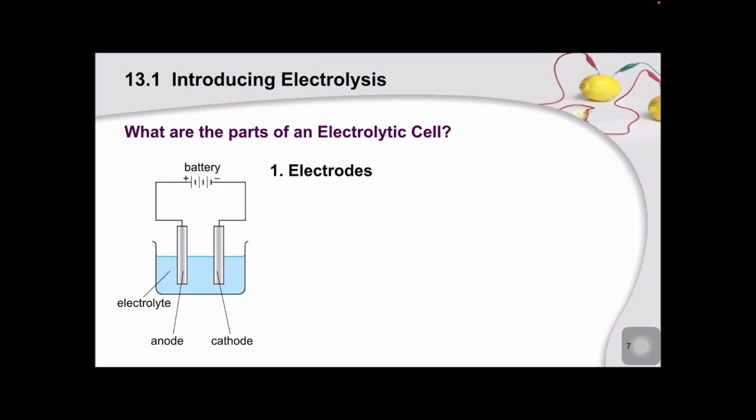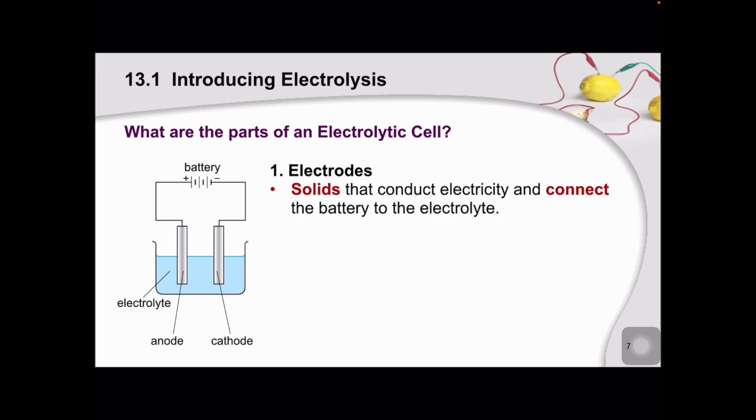So first and foremost, let me go in depth into what the different parts are. First, electrodes. Electrodes are basically the solids that conduct electricity, and they connect the battery to the electrolyte. So you see there are two rectangular blocks over there. Those are the electrodes.